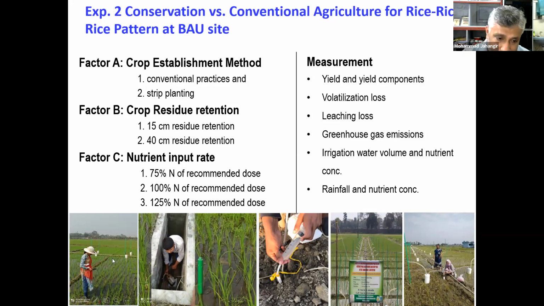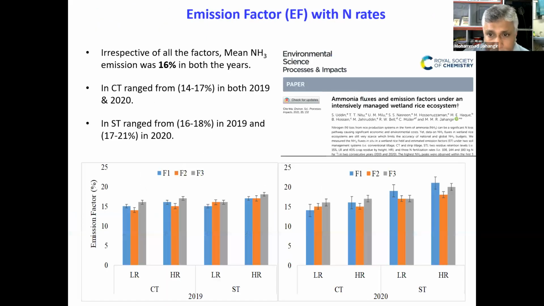We measured ammonia volatilization. We measured leaching loss from the field using the intact lysimeter. Here is a sample of lysimeter sample for leaching loss. And this is our network for ammonia volatilization study. These guys are measuring ammonia volatilization. This is one of the dominant nitrogen loss pathways in rice field.